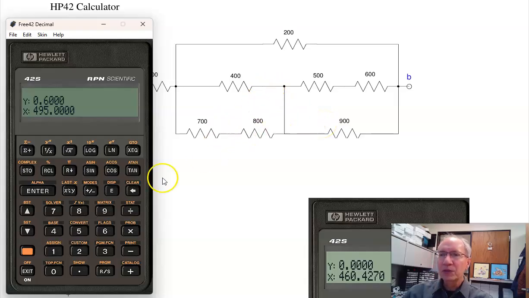400 in parallel with 1500, so take 400, inverse, 1500, inverse, add the inverses, invert, this is 315 ohms, plus the previous answer. HPs use the stack, remember the last value. This is 810 ohms. In parallel with 200, take the inverse, 200, inverse, add inverse, plus 300, done.